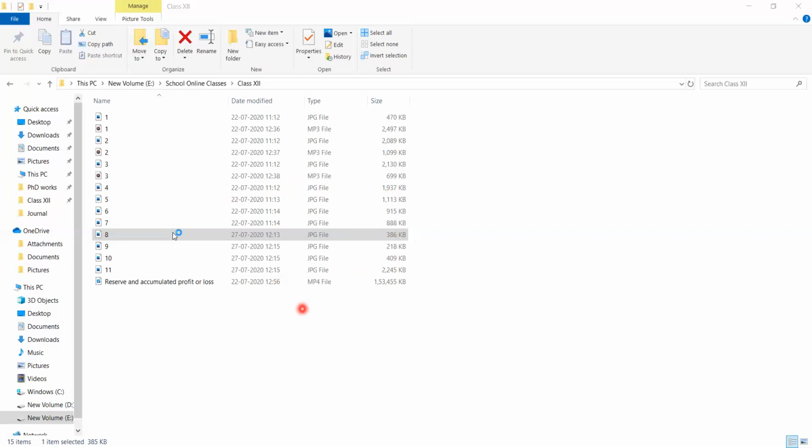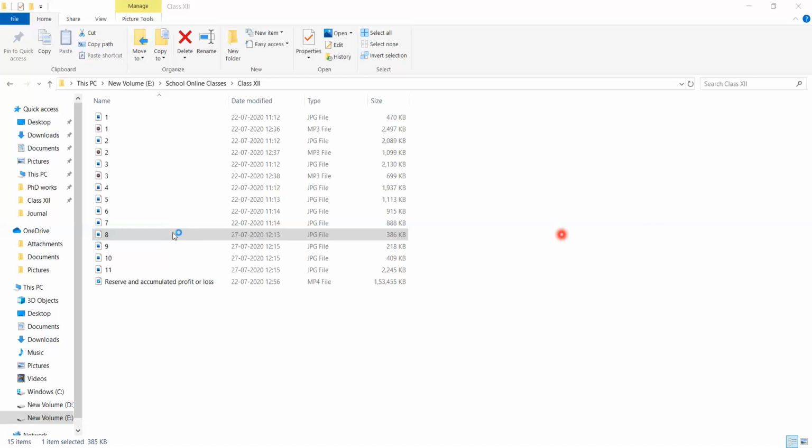How does the journal entry appear? Workman compensation reserve account debit 60,000, to P's capital account 30,000, to Q's capital account 20,000, to R's capital account 10,000. These are transferred in the old ratio, that is 3 is to 2 is to 1. Is it clear, everyone? Okay. Then now let's come to the next part.